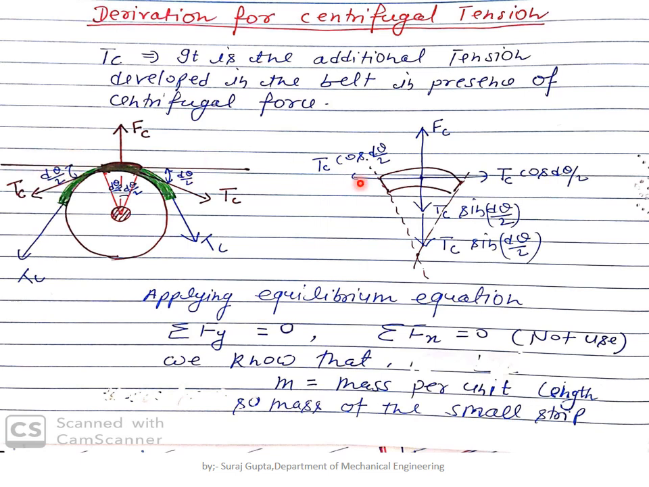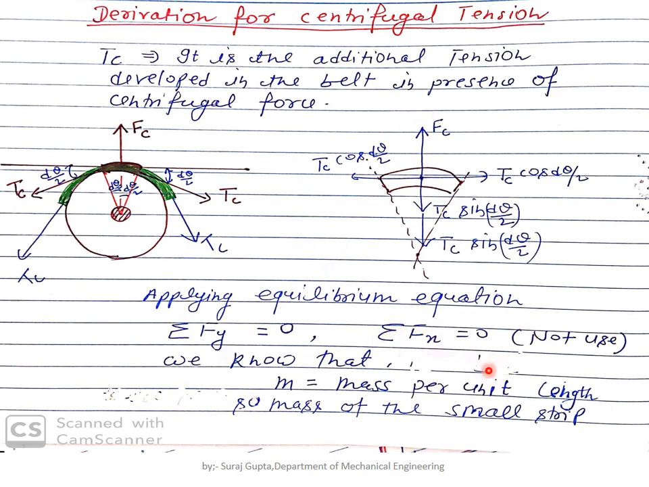Leftward equals rightward. The horizontal components TC cos(dθ/2) and TC cos(dθ/2) both cancel out, and we will have the vertical components of TC, that is TC sin(dθ/2) each. So there are two TC sin(dθ/2) in the downward direction, and in the upward direction there is FC, the centrifugal force.